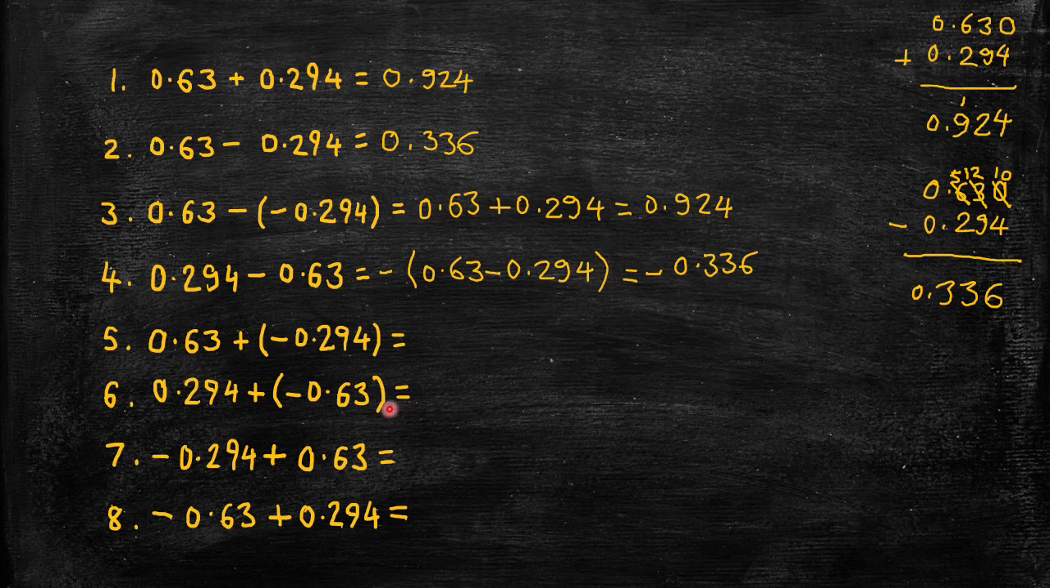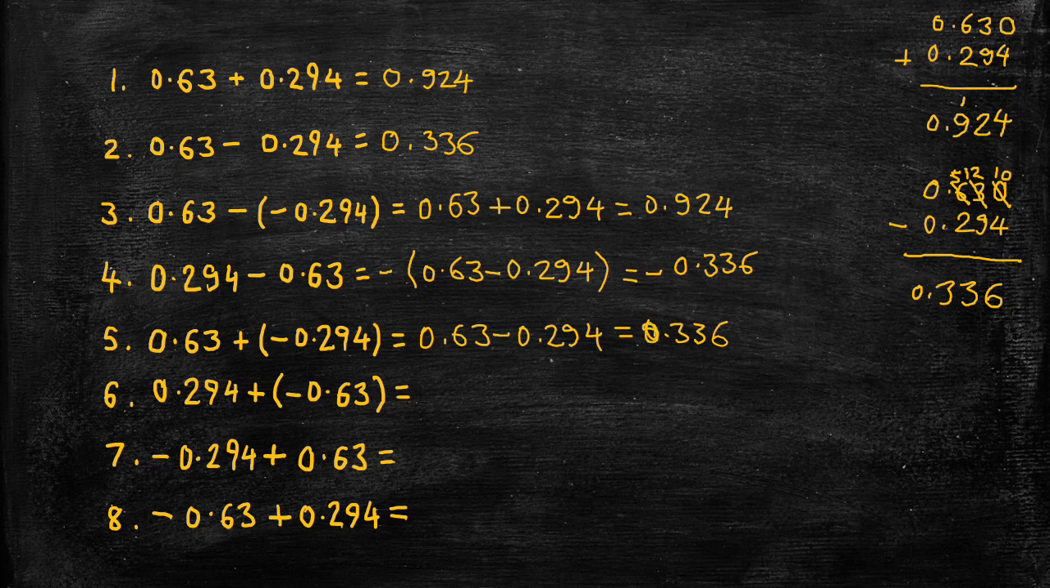Okay, next one, 0.63 plus minus 0.294. So adding a negative, I'll get the same answer if I subtract the positive. So I could rewrite this as 0.63 minus 0.294, and we already did that above. We got 0.336. This is a 0, not a 6.